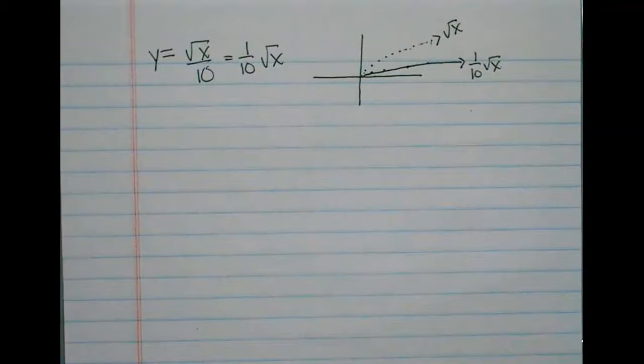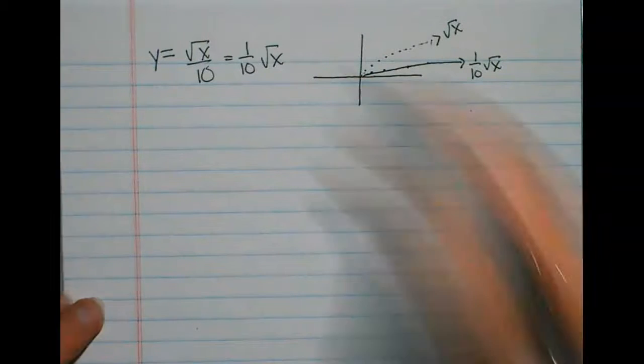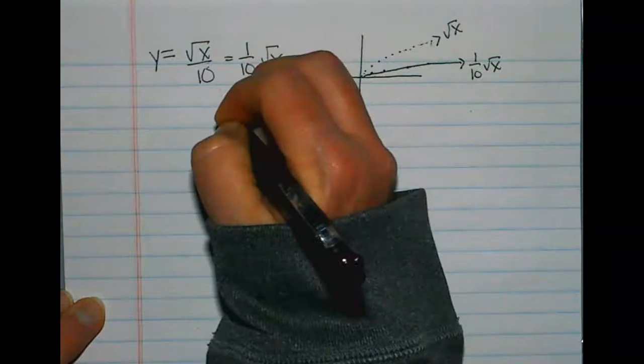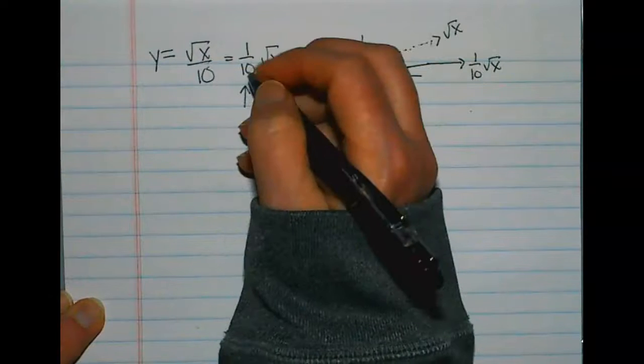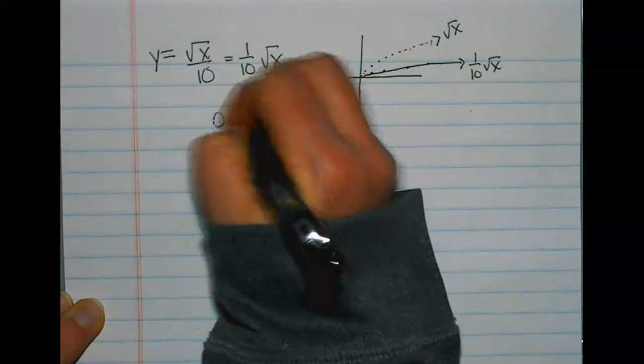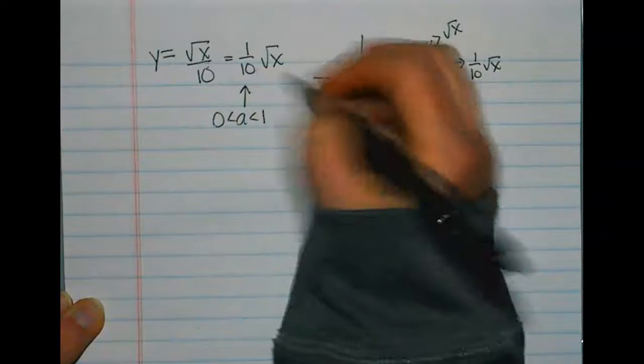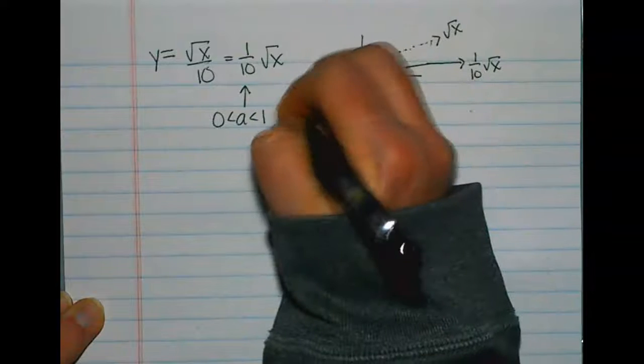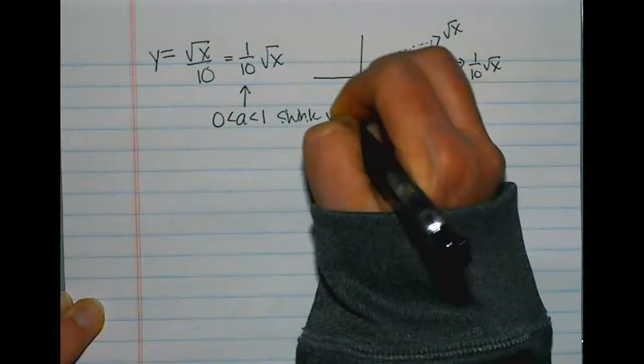And you could do it in an XY chart, and you might want to graph these things on a calculator to do them quickly. You can compare a lot of numbers and see what happens there. So again, if this value, we call it the A value, the stretch value, is between 0 and 1, like this one, it's going to be a shrink vertically.